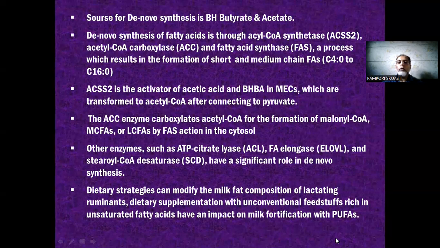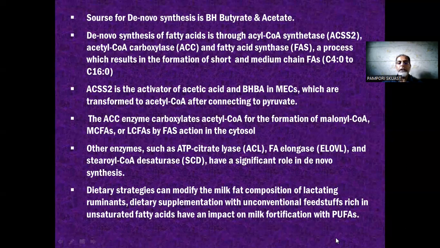And it produces small, or you can say short to medium chain fatty acids. The enzyme that we have discussed, acyl-CoA synthetase, is the activator of acetic acid and hydroxybutyric acid into acyl-CoA esters, which are transformed to acetyl-CoA after connecting to pyruvate. Then the ACC enzyme, or in other words acetyl-CoA carboxylase, forms malonyl-CoA, and medium chain or short chain fatty acids are formed by fatty acid synthase action in the cytosol. It's all happening in the cytosol.